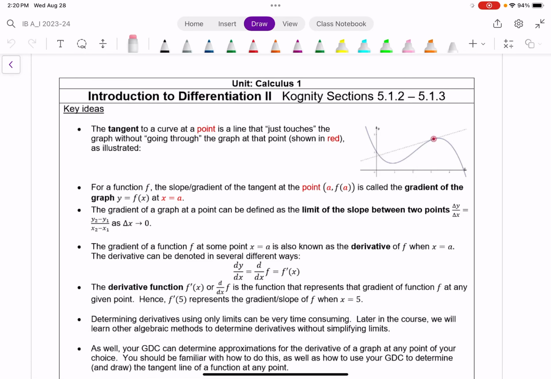Right, here's the second part of this introduction to differentiation, and here we want to focus a little more specifically on what we call a derivative, which will be the focus of a lot, roughly half, if not more, of the work we do in calculus.